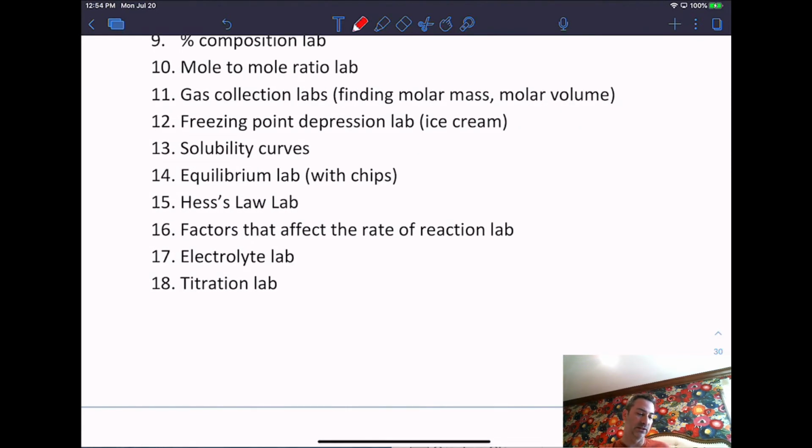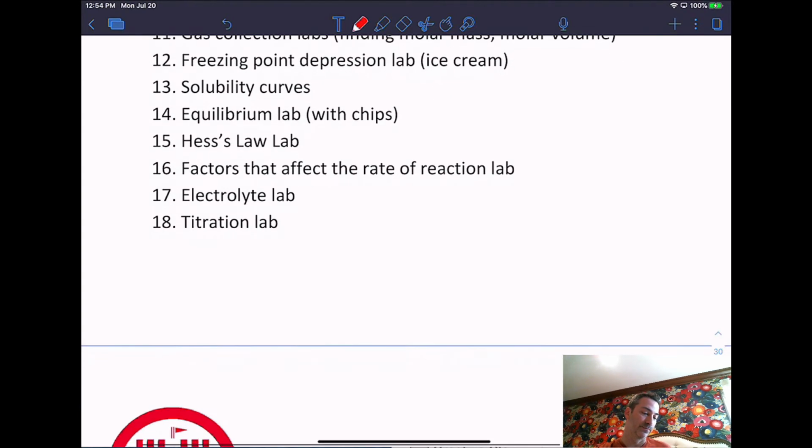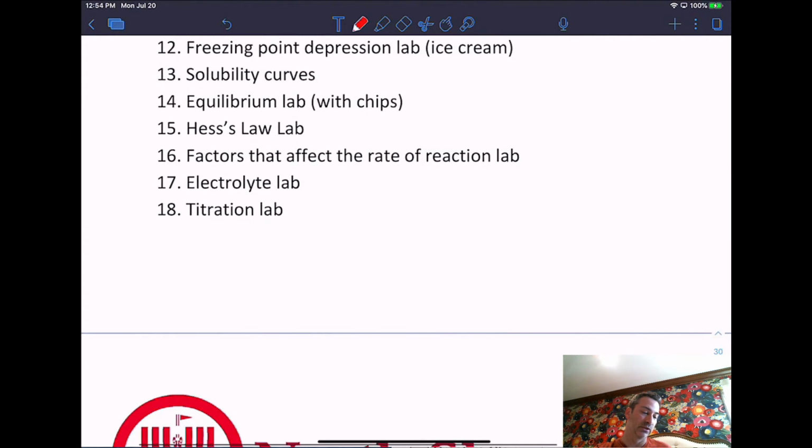A lot of students like doing that kind of freezing point depression stuff. Solubility curves, equilibrium lab with the chips. We didn't get to do that last year. So, some of these we didn't get to do at the very end of the year.